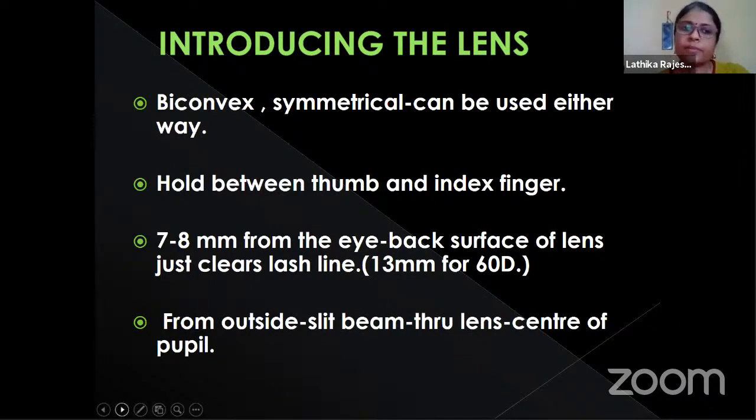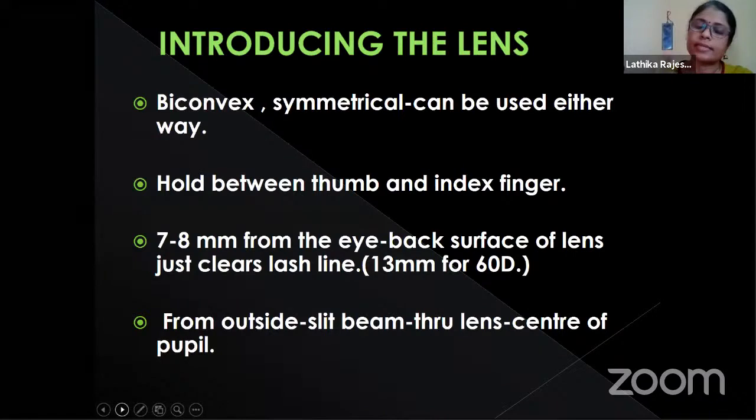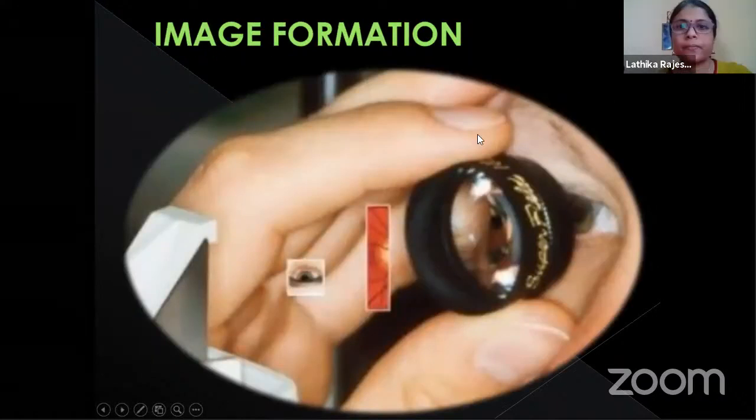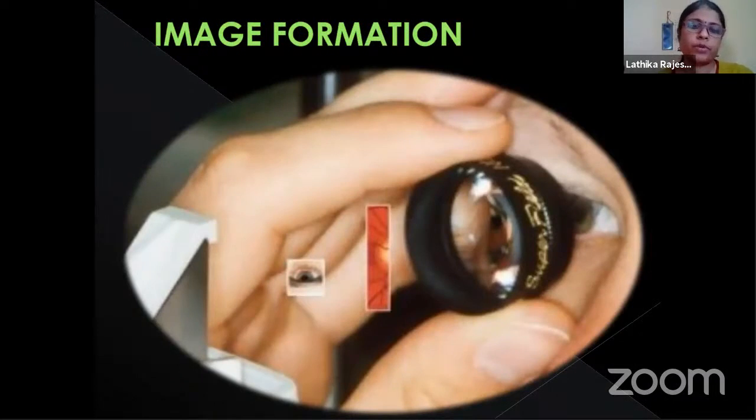Always check from outside. That is, you tilt your head and check from outside whether the slit beam is actually passing through the lens and then going through the center of the pupil. That alignment is very important. Next slide, please, sir. This is how the image is formed. You get an image in between the lens and the slit lamp, and that is the image you are actually seeing. Next slide, please.